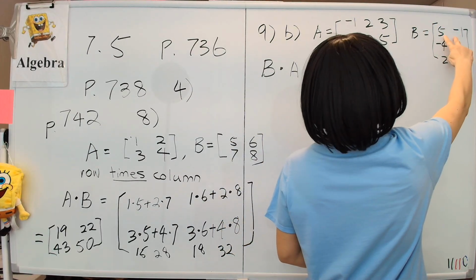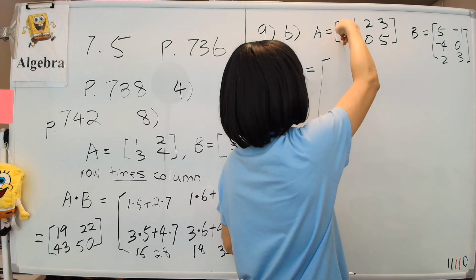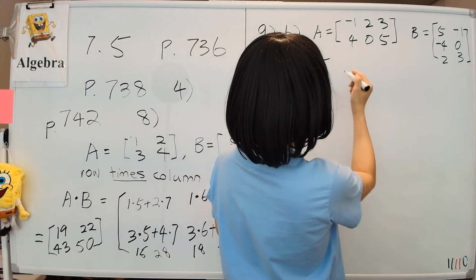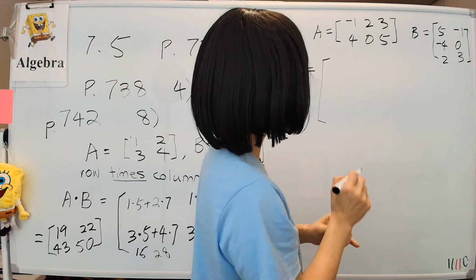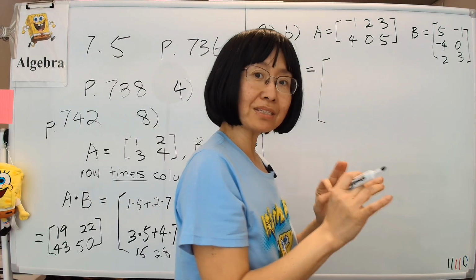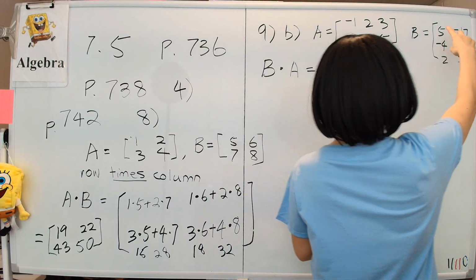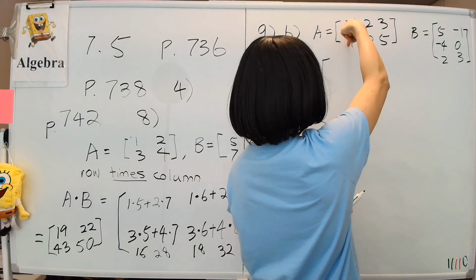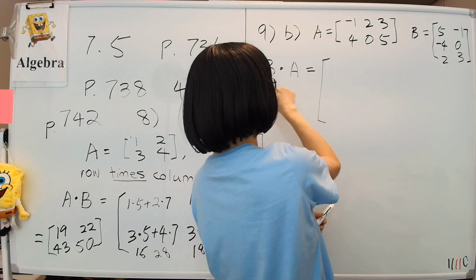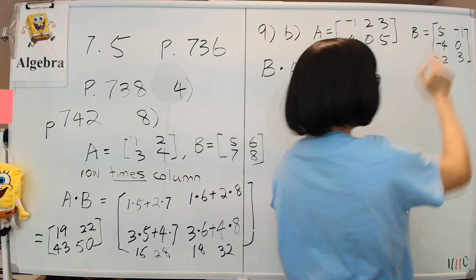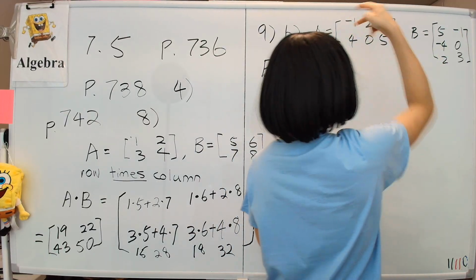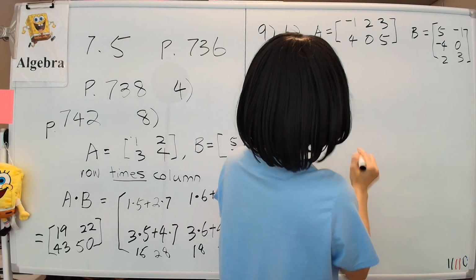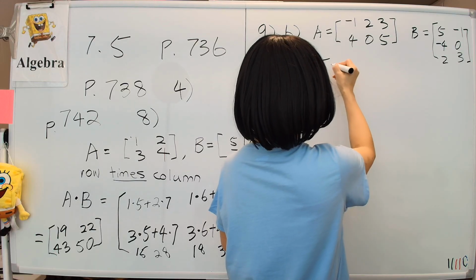So 5 and minus 1 will be times minus 1 and 4. It is very easy to get confused, I think. But if you focus carefully and stand by the principle, first row times first column, okay? We're doing B times A, so B comes first. So B is the one that we do the rows of. So row times column, we have 5 times minus 1, that's minus 5.